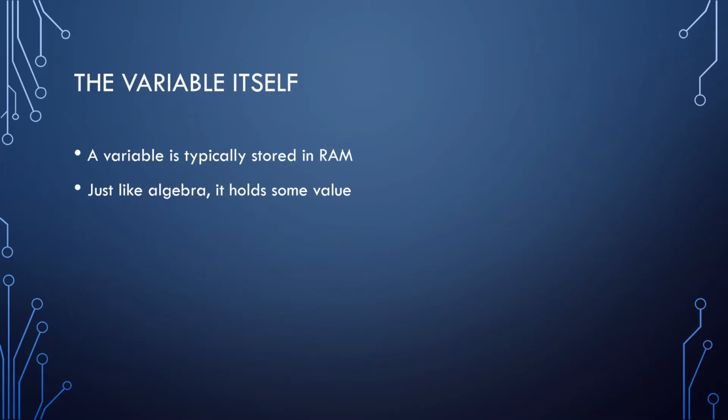So a variable is a space of memory that's typically stored in the RAM, and just like algebra, it holds some type of value. This type of value varies between different types: numbers, decimal places, letters, characters, words, a condition such as true or false. A variable can hold all different types of information depending on what type of variable it is.